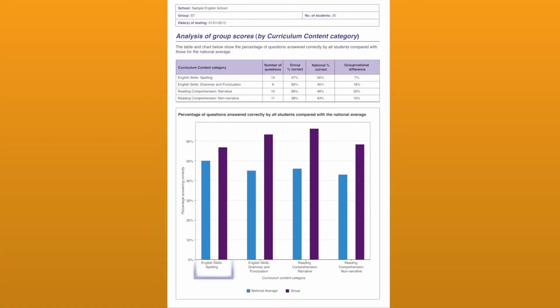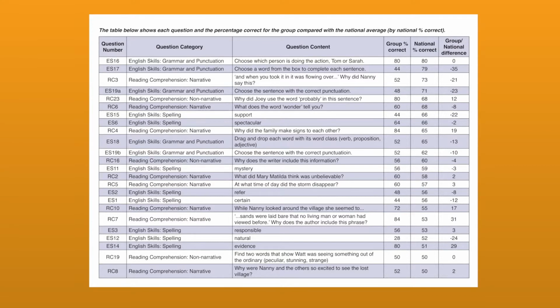This gap is reflected in the analysis of group scores by curriculum content category. Although this is a strong group, if there is any relative weakness, it is in spelling. You can see here that the group percentage correct was 57%, which is the lowest of the four categories. This is borne out in the question-by-question analysis. This bar chart is accompanied by a table which details every question and gives the same information but in tabular form.